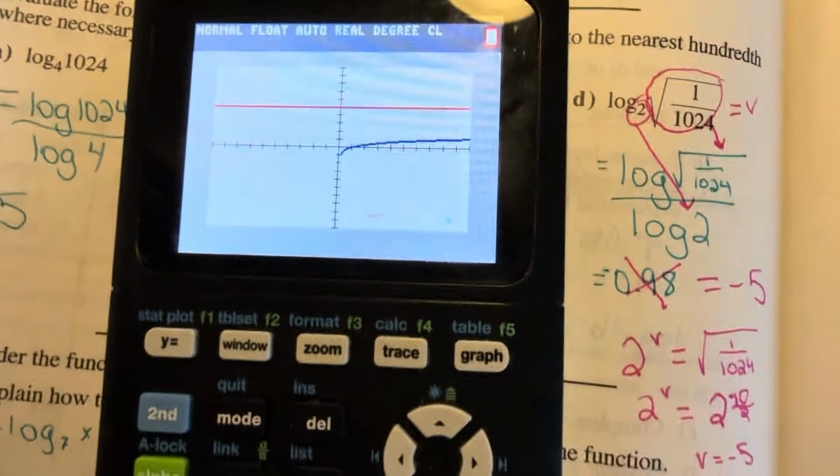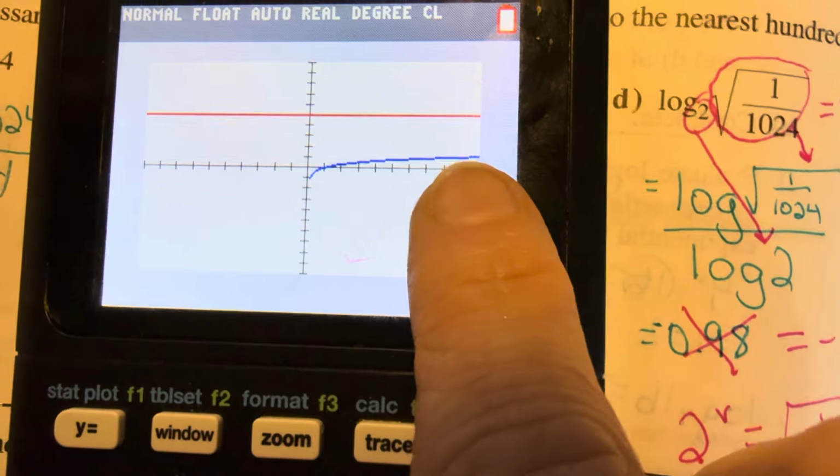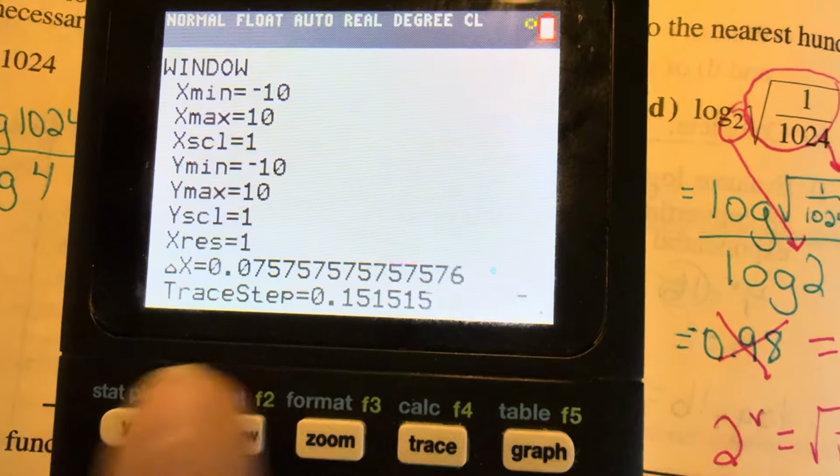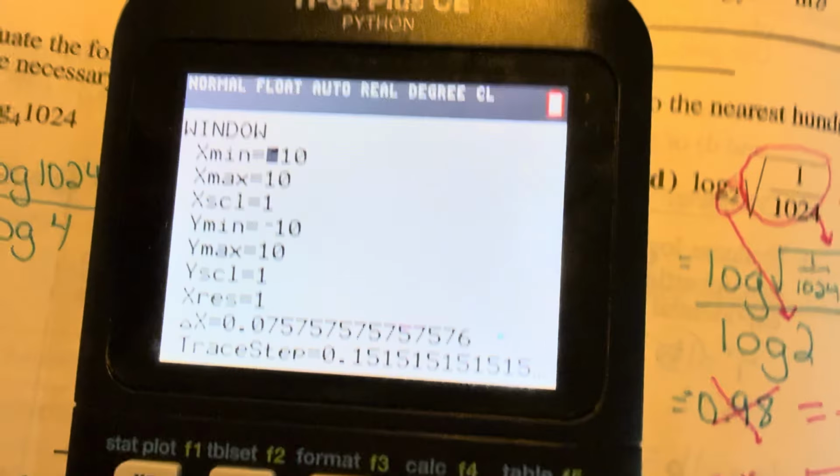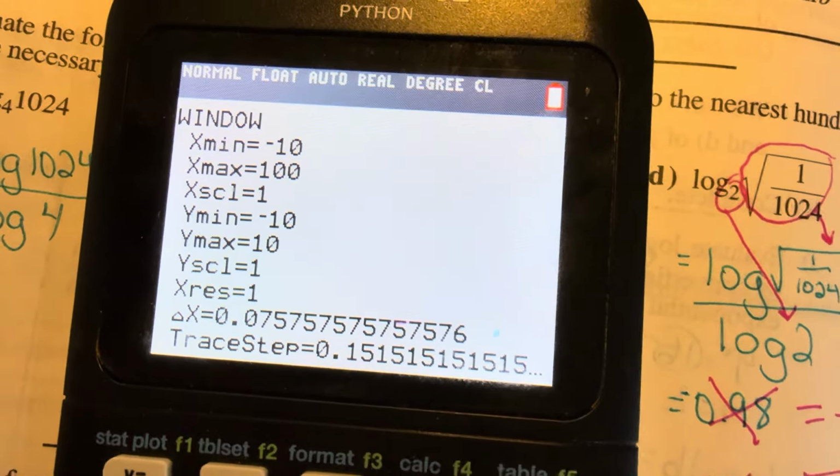Okay, and then I'm going to need to adjust, right? Because I need to move over here. So I would go to window, and then I would put my x max. I'm just going to put 100.